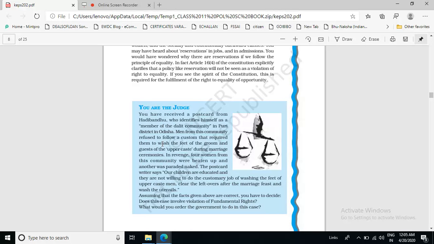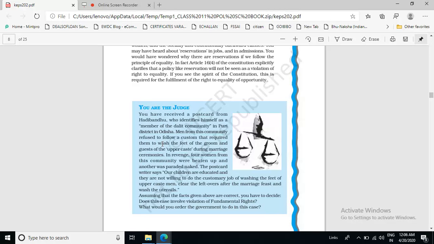And when they refused to do this practice, those upper caste people took revenge by beating up the women of that community and parading another one naked. This kind of treatment was done by the upper caste people. So now, as a judge, what do you think? Does this case involve violation of fundamental rights?